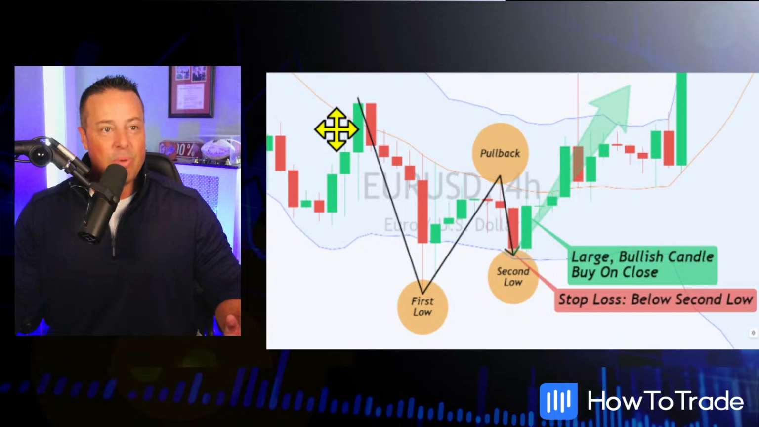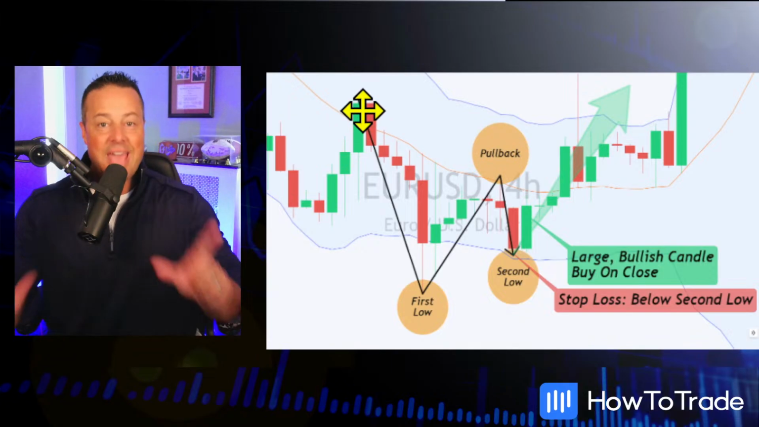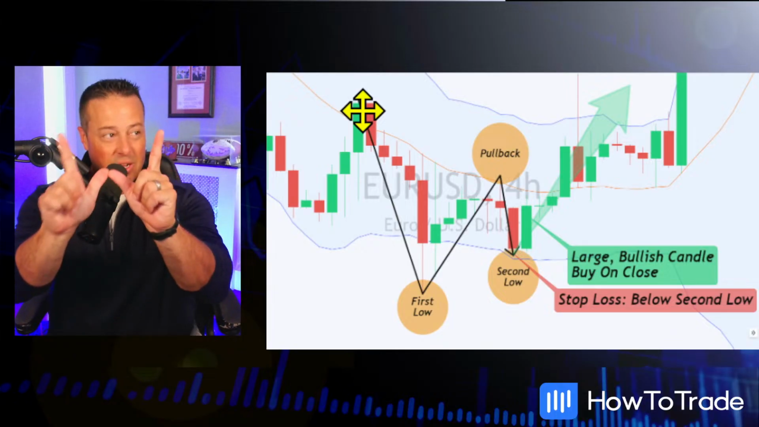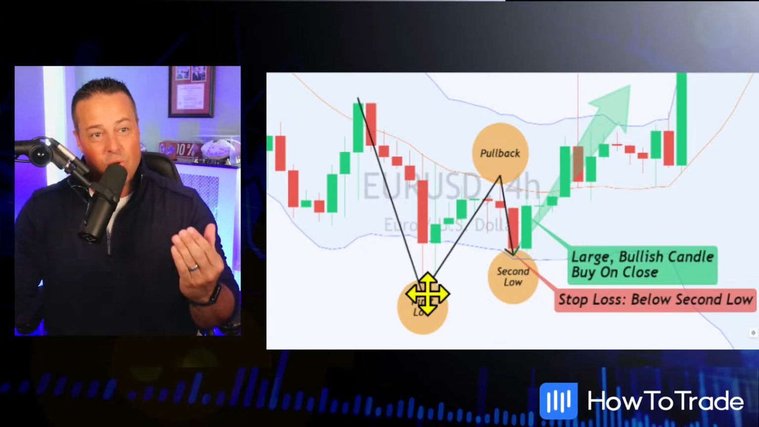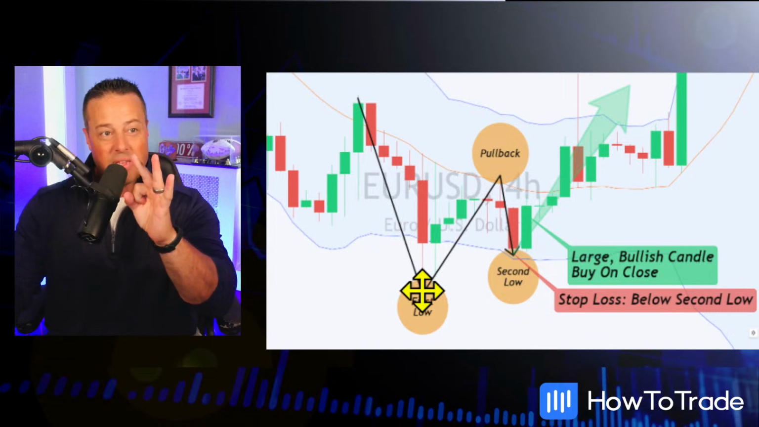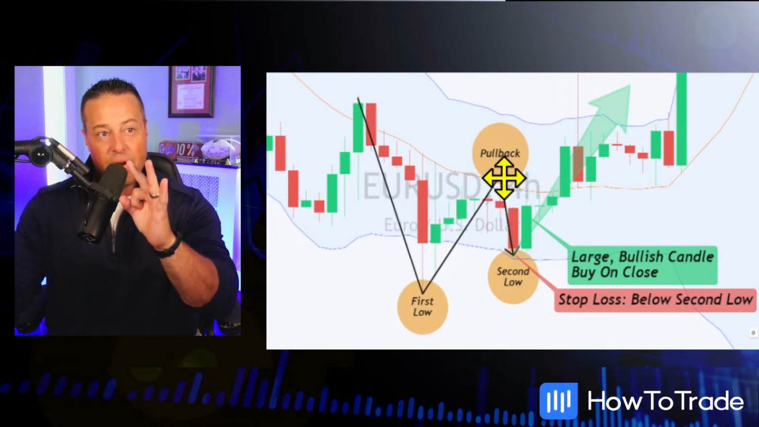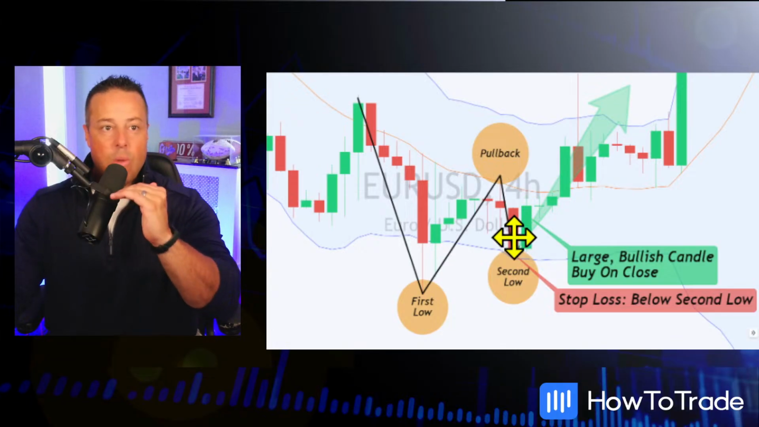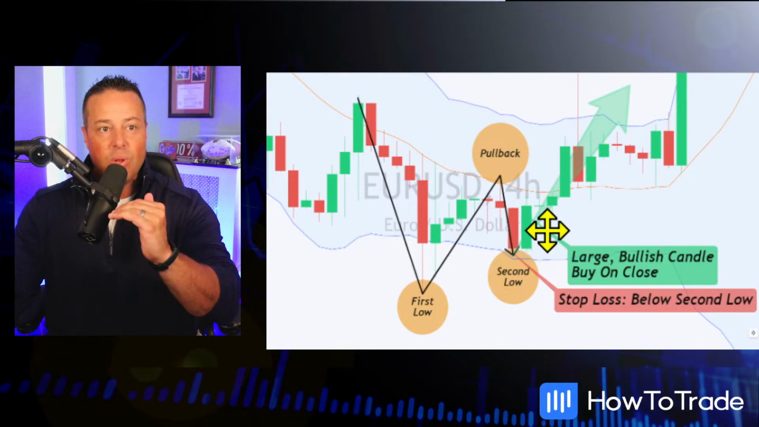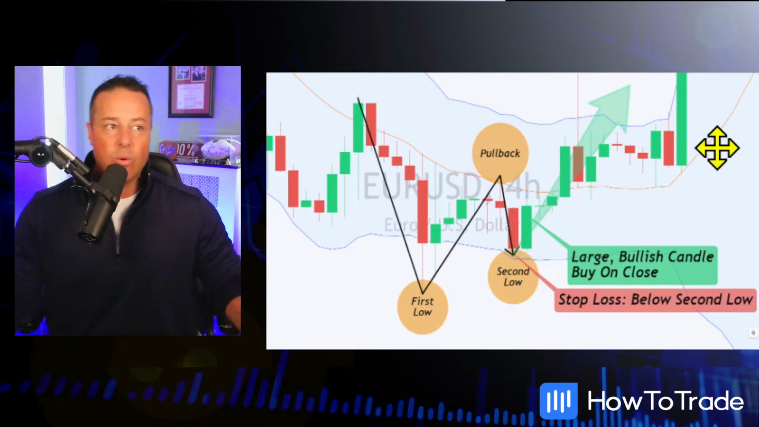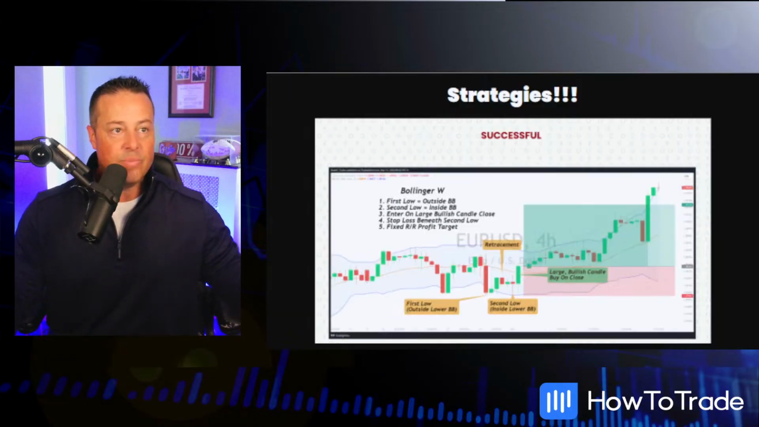So there's the Bollinger W, and the reason they call it the W is because it looks like a capital letter W. We're looking for an initial bearish move. The bottom of the first part of the W is outside of the band. There's your pullback. The second low is inside of that lower Bollinger Band, and then we're looking for a large bullish candle. We're going to buy on the close, and we're going to pick up the reversal. It's that easy. It's not that hard, guys.